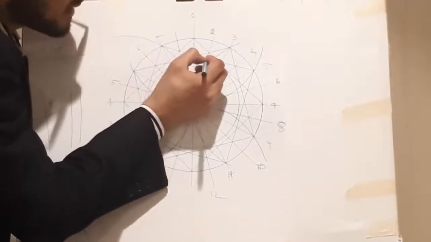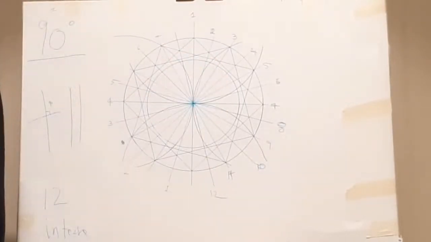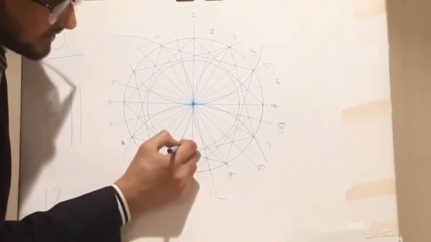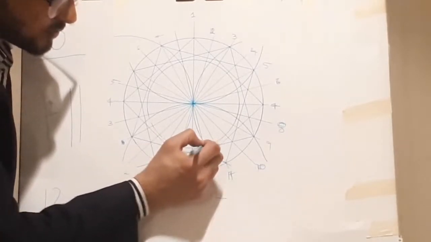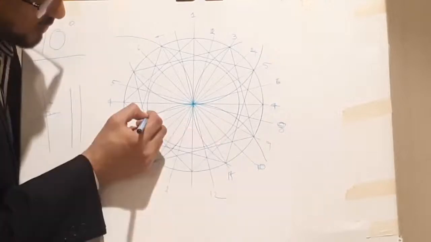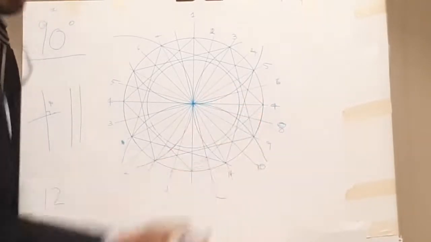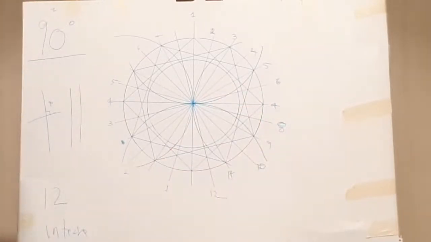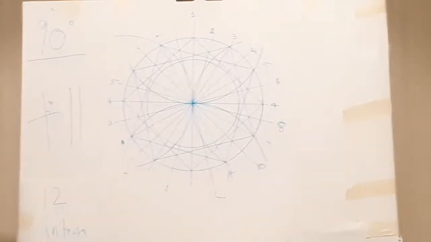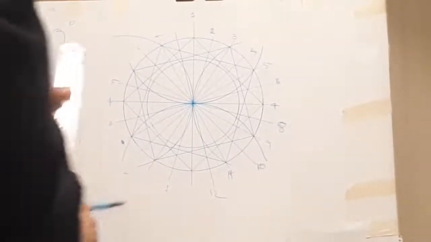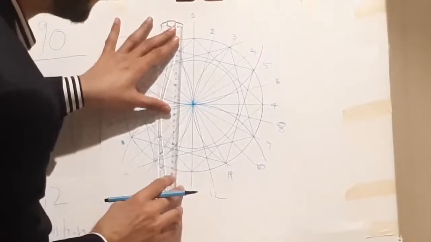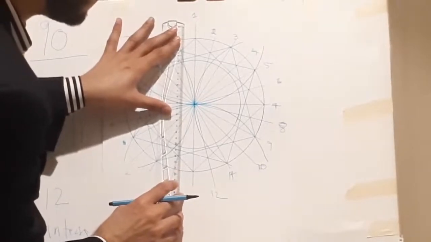1, 2, then 1 and 2. Can you see this 1, 2 and 1, 2? What I'm gonna do is, I will take this ruler again. I will try to pass a line from this.